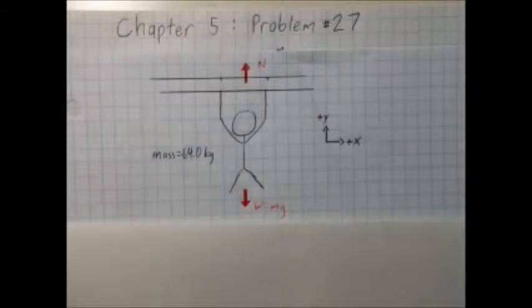Determine the force exerted by the chin-up bar on his body at A, time 0, B, time 0.5 seconds, C, time 1.1 seconds, and D, time 1.6 seconds.